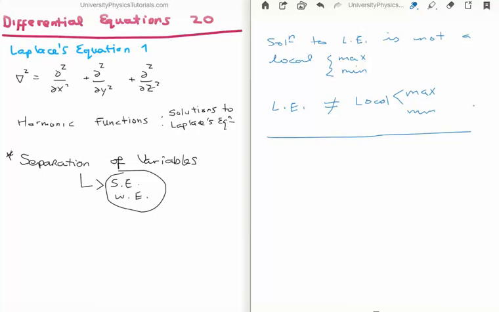Okay, so what I'm going to do in the next coming videos is, in video 21 I'm going to discuss Earnshaw's theorem. In video 22 I'm going to prove the uniqueness theorem, the first uniqueness theorem. In video 23 I'm going to prove the second uniqueness theorem, and that's specifically for electromagnetism. And thereafter I'm going to discuss separation of variables and the characteristic equation.